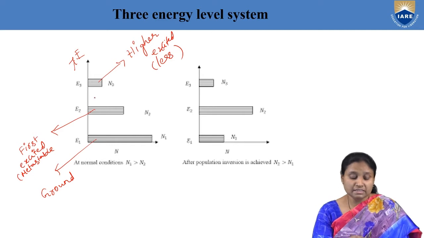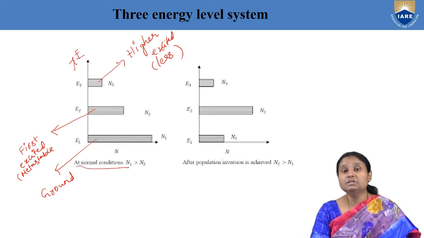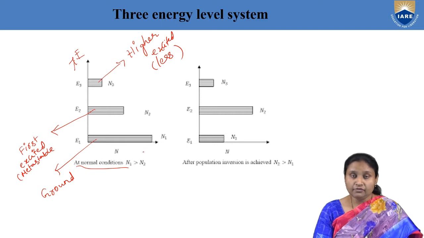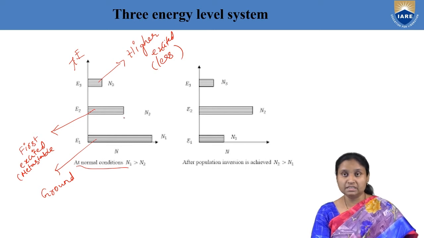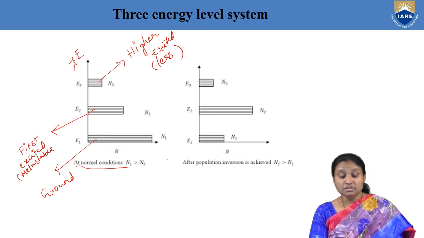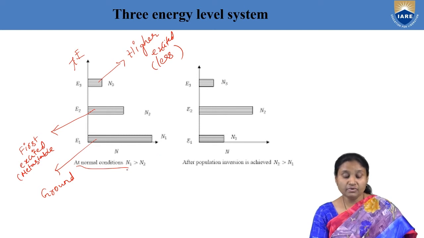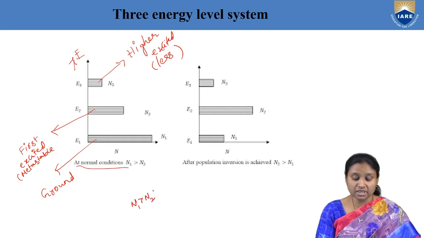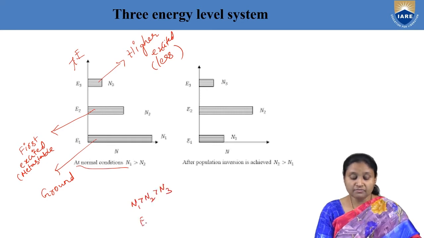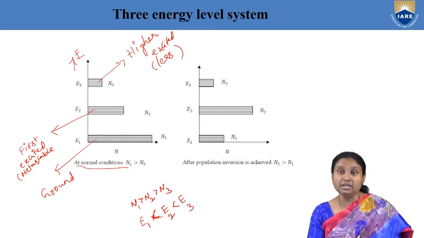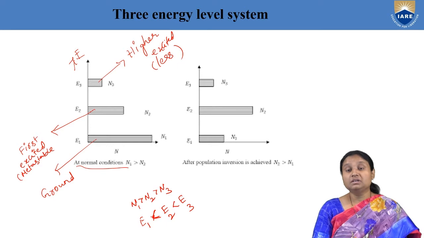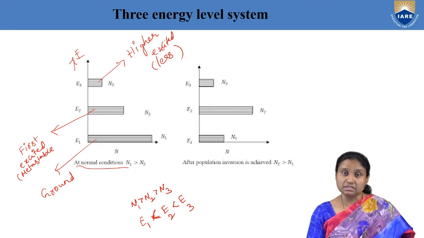And I am taking normal condition where we are not supplying any external energy. If you look at their populations, N1 is the population of the ground state, N2 is the first excited state, N3 is the second excited state. So you'll observe that under normal condition, N1 will be greater than N2 as well as N3. So N1 is greater than N2, greater than N3, where the energies are E1 less than E2 less than E3. It means the energy of E3 is more compared to E2 and E1. This is the situation under normal condition, when we are not supplying any external energy.